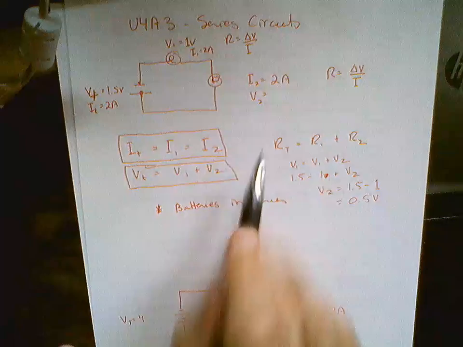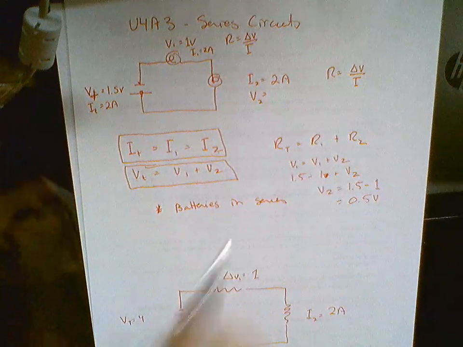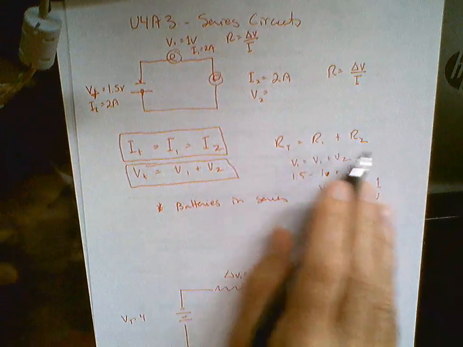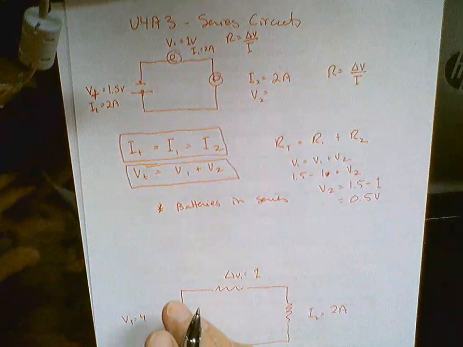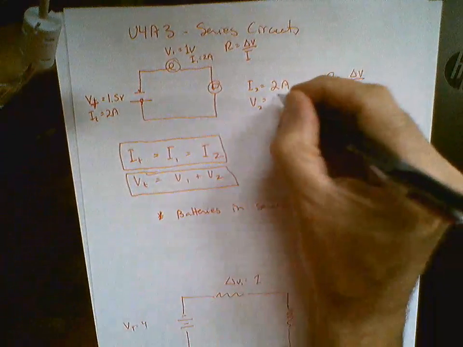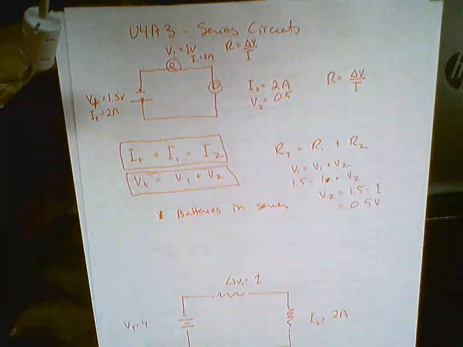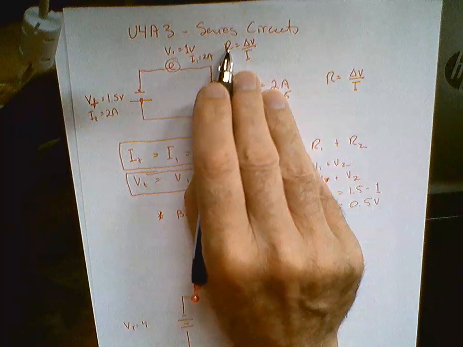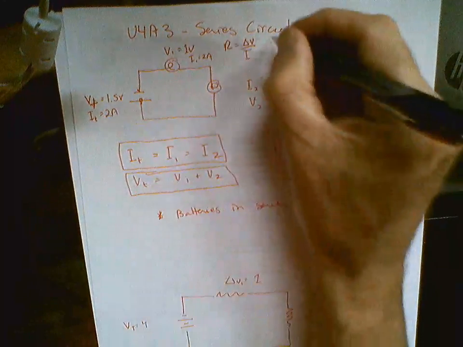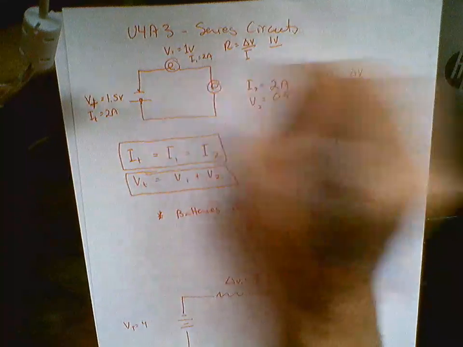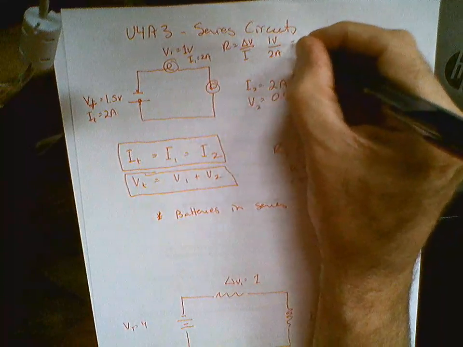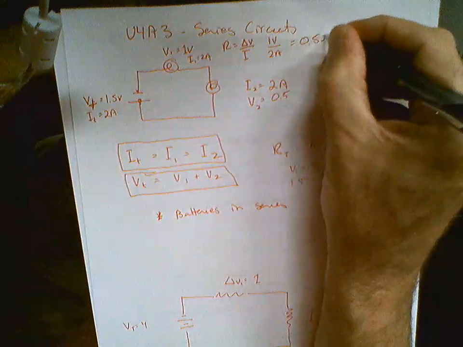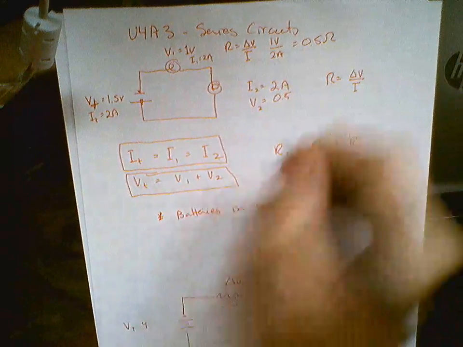Now, how do we find resistance in here? Resistance total equals resistance 1 plus resistance 2. We now know our amperage and our voltage in each situation. So to get our resistance, we take our voltage and we divide it by our amperage, and that's equal to 0.5 ohms at number 1.